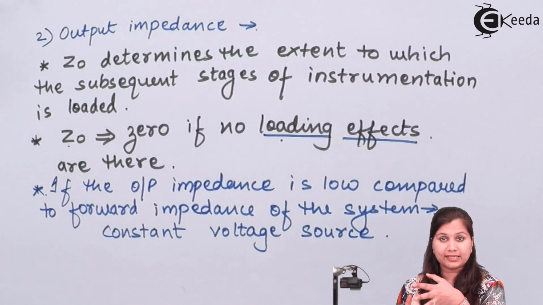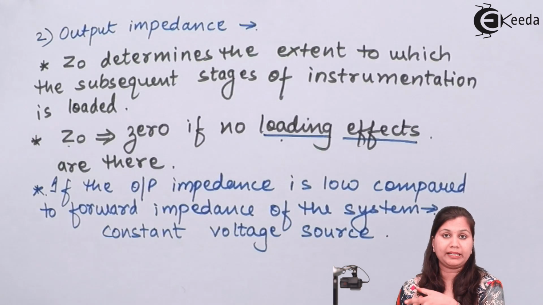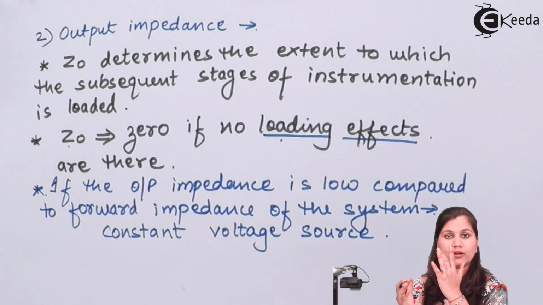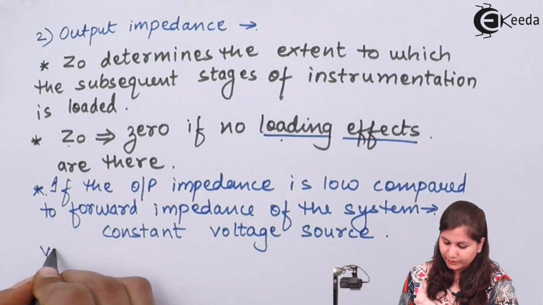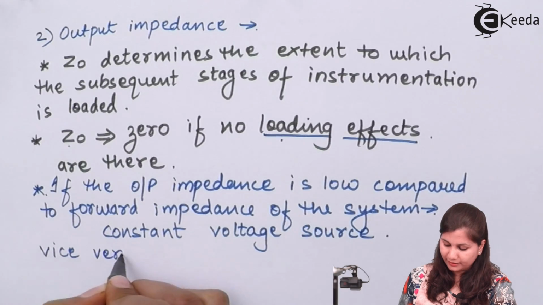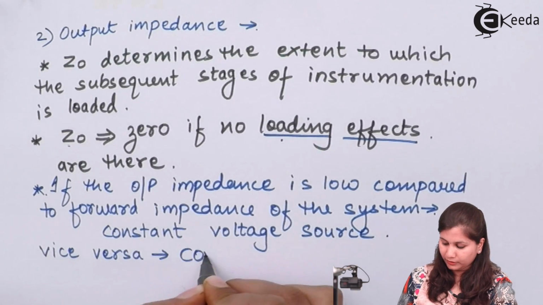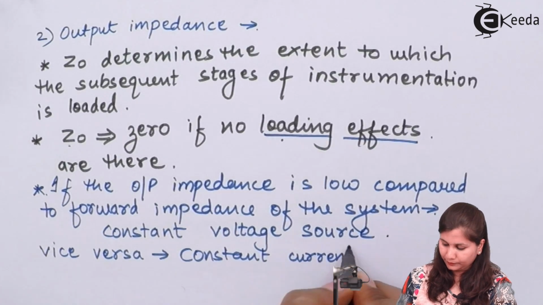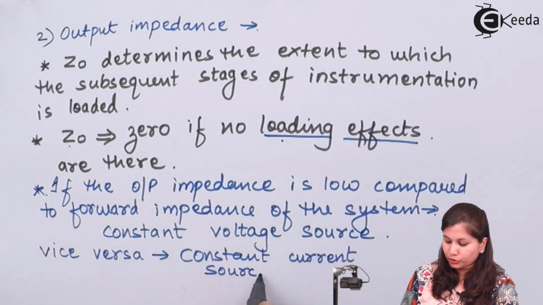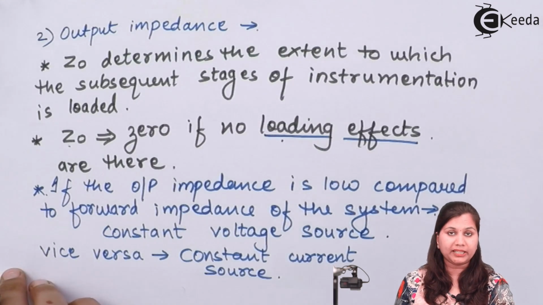Okay, so you can see here how the output impedance affects the characteristic of the transducer, whether it will act as a constant current source or a constant voltage source. So here, if vice versa is there, then it will act as a constant current source. So this output impedance plays a very important role when we are considering the loading effects in the transducers.